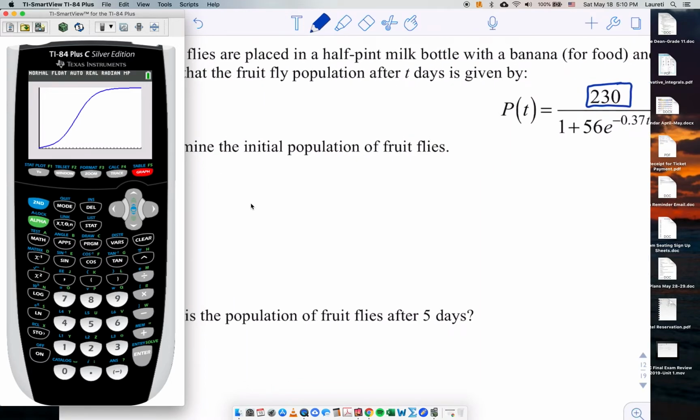So now determine the initial population for the fruit flies. So that is when time is 0. That's when you're starting. Okay. So P of 0 now. So remember, you can just type in, because your function's already plugged in, you hit trace and then just hit 0 because that's the value that you want. And you hit enter, and this is your answer here. So 4.035, or roughly 4 fruit flies.